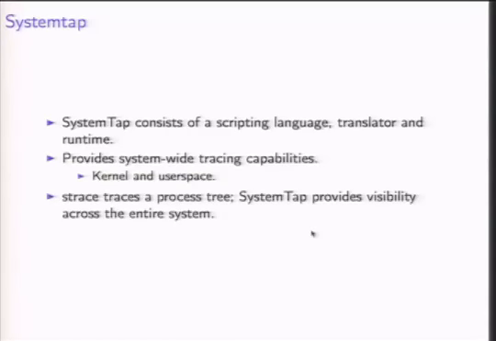And one way to look at this is if you consider strace. Strace allows you to trace a process and the tree of children underneath it. SystemTap provides visibility for not just system calls, but calls within the kernel itself across the entire system.